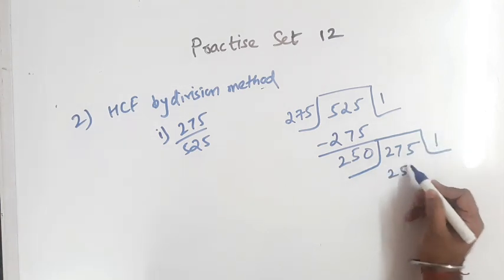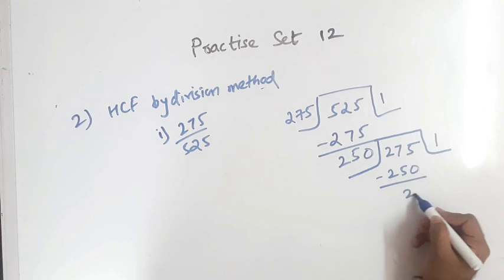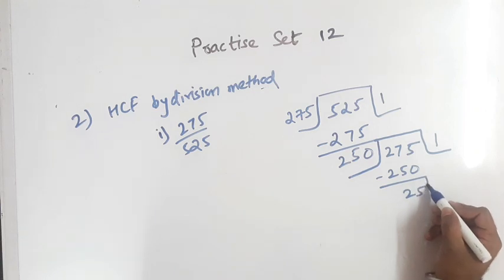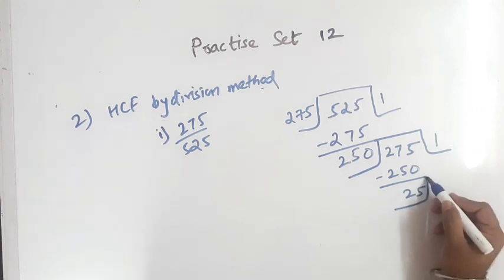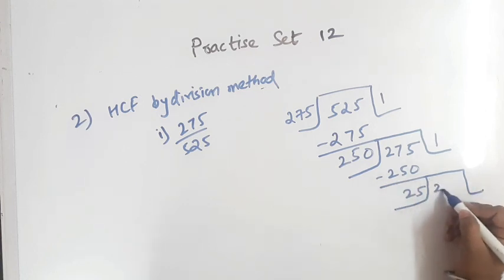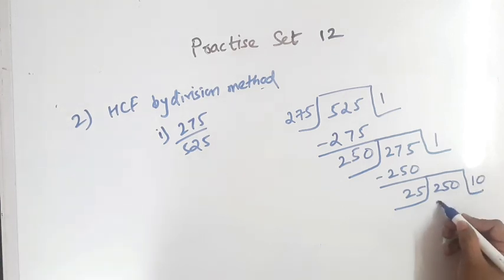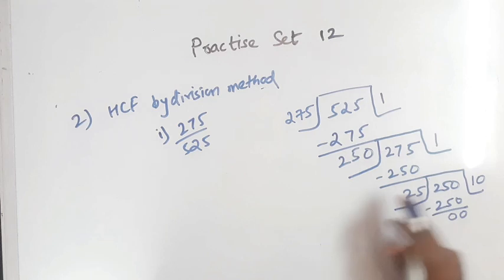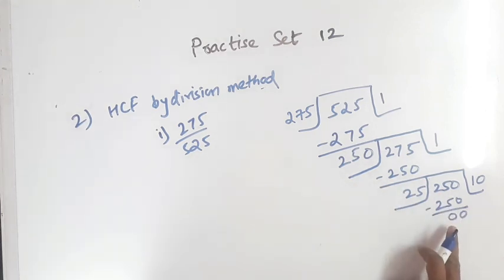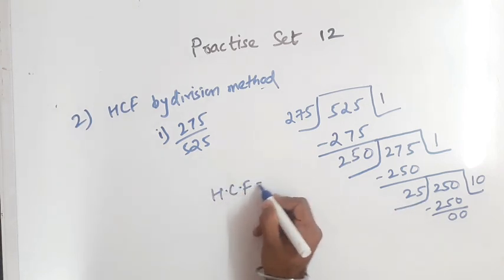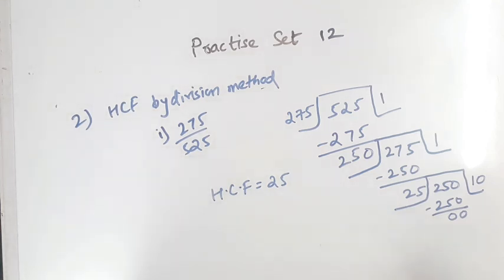250 ones are 250. What remains is 25. Next step, this number becomes your divisor, and this number becomes your dividend, 250. This is very simple. 25 tens is 250. So you have to do this until you get 0. The last divisor becomes your HCF. HCF is what? 25. Very easy, children. One or two more sums will do and these things will be very much easier for you.